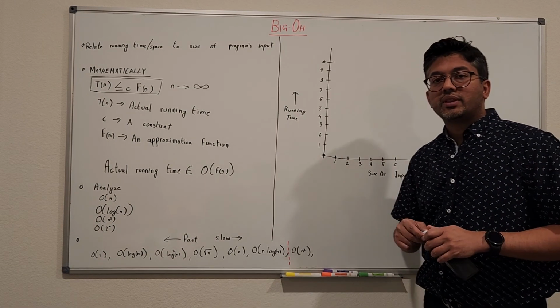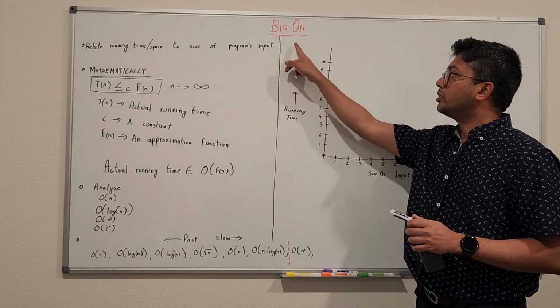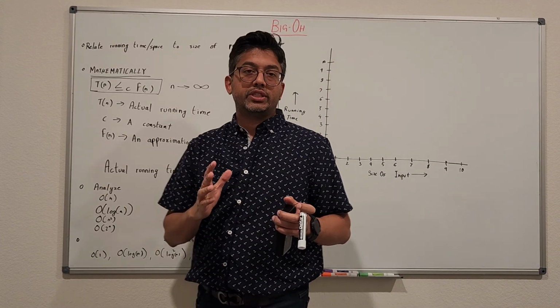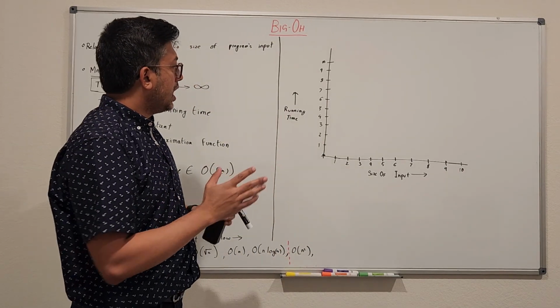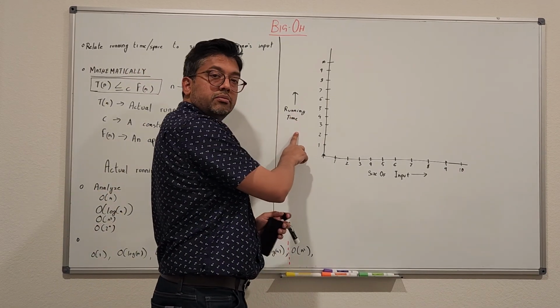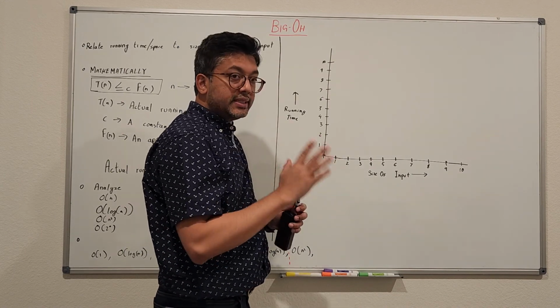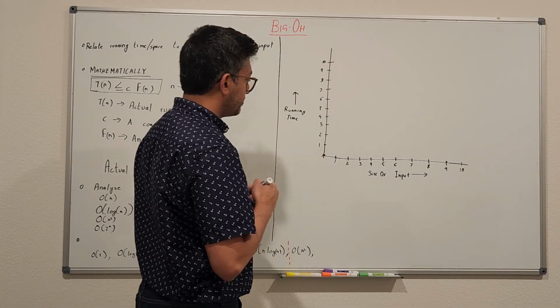Hi everyone. In today's video, we'll talk about the BigO notation. So the purpose of BigO notation is to find how your running time changes with the size of the input. So it's easier to explain this with an example.